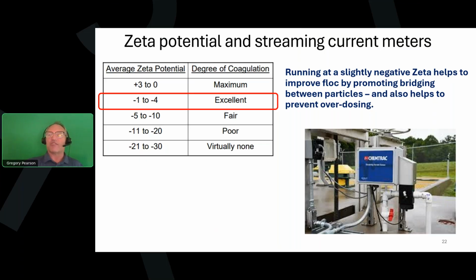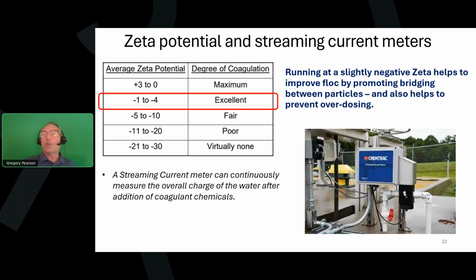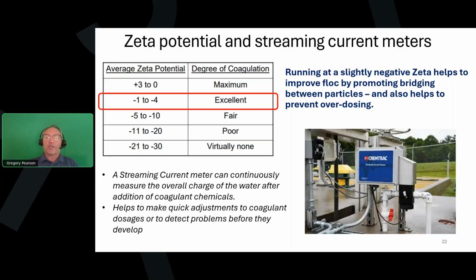And a related instrument is called a streaming current meter, which continuously measures the current in the water, and that can give you real-time information about the overall charge in the water, so you can make quick adjustments to coagulant dosage. Say the turbidity suddenly jumps by 15 NTU. You'd be able to see that on the current meter and make a quick adjustment. And you could even pace your dosage pump to the streaming current meter, so it would automatically adjust.